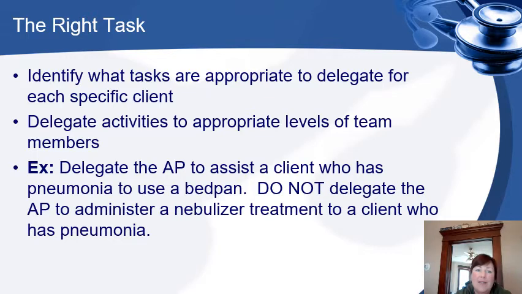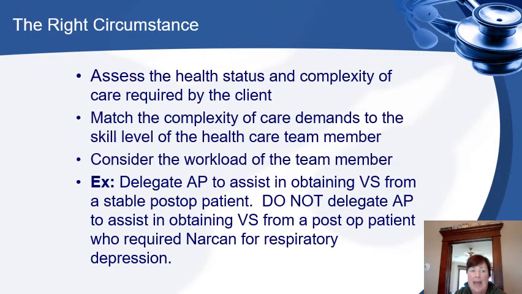So you identify the tasks that are appropriate to delegate for each specific client. So we're delegating activities that are appropriate to the levels of team members. I gave you an example for each of these of what is an appropriate thing to do and what you should not delegate. A right task would be delegating to assistive personnel to assist a client who has pneumonia to a bedpan. However, the wrong task would be delegating to assistive personnel to administer a nebulizer to a client who has pneumonia. So again, that's looking at the right task.